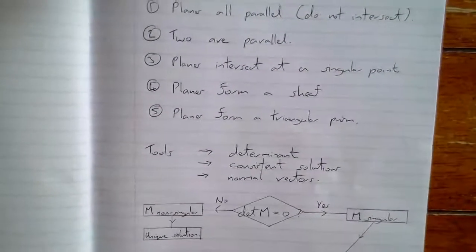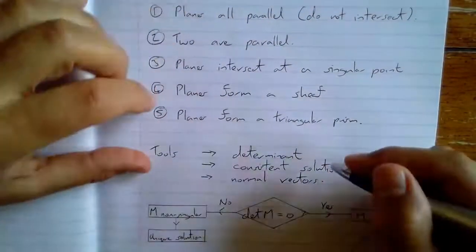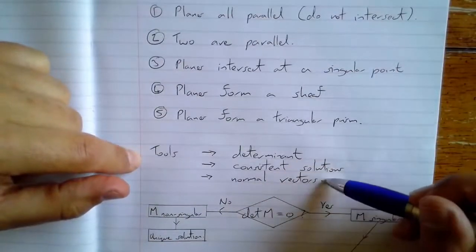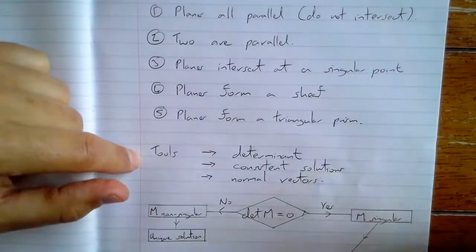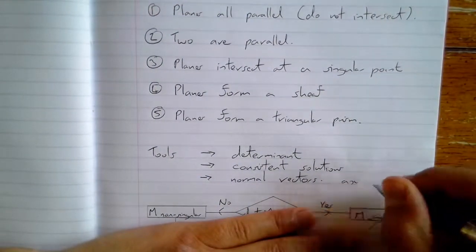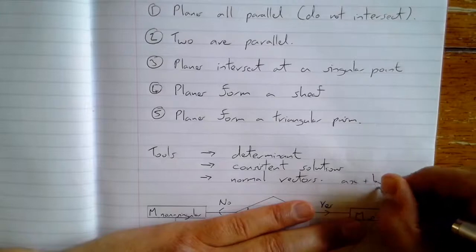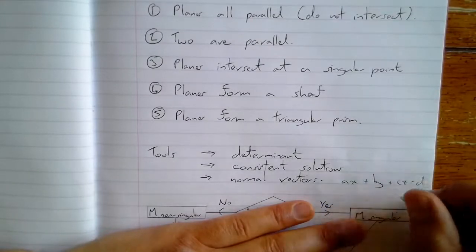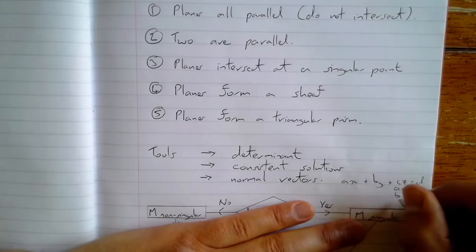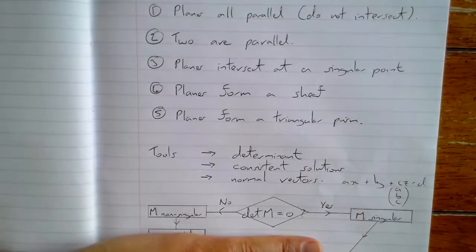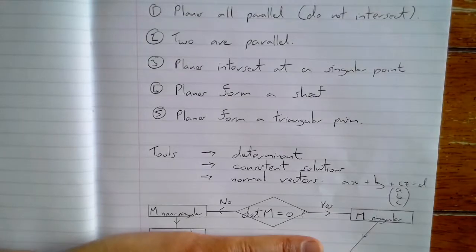So the tools that you need are to be able to work out a determinant, check. To be able to work out what the normal vector of a plane is. So if you've forgotten what that is, if you've got ax plus by plus cz equals d, then a normal vector of that plane is (a, b, c). If 2 planes have the same normal vector, then they are parallel to each other. They might even be the same plane.